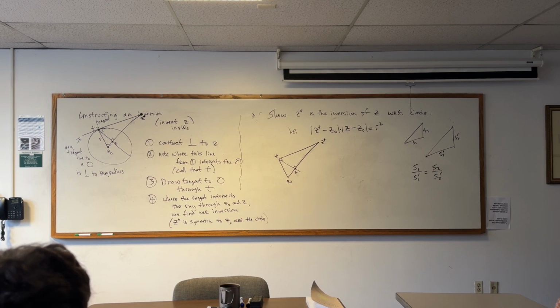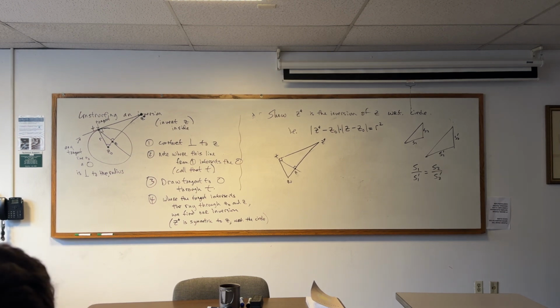If I put that in a ratio, where's the hypotenuse of the big one? Which little one are you talking about? The bottom one. Like that cancels. What is the distance from Z star to Z naught? That makes more sense. Good, I think I did.